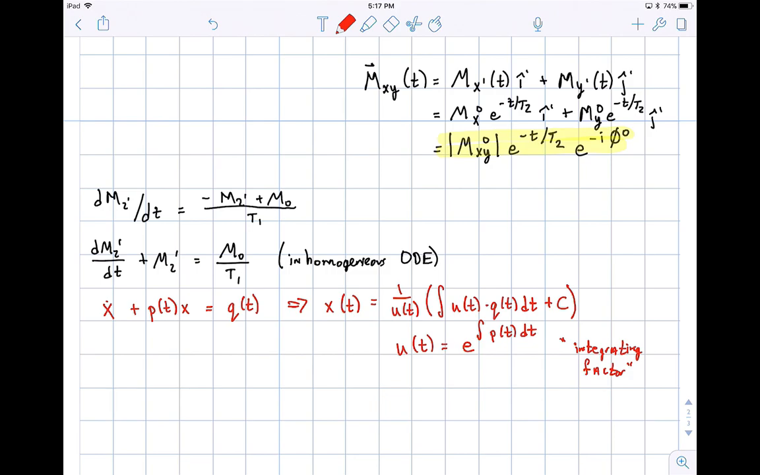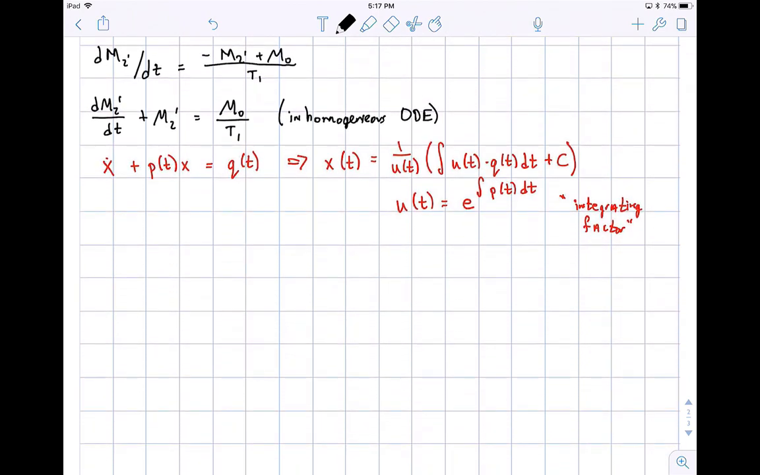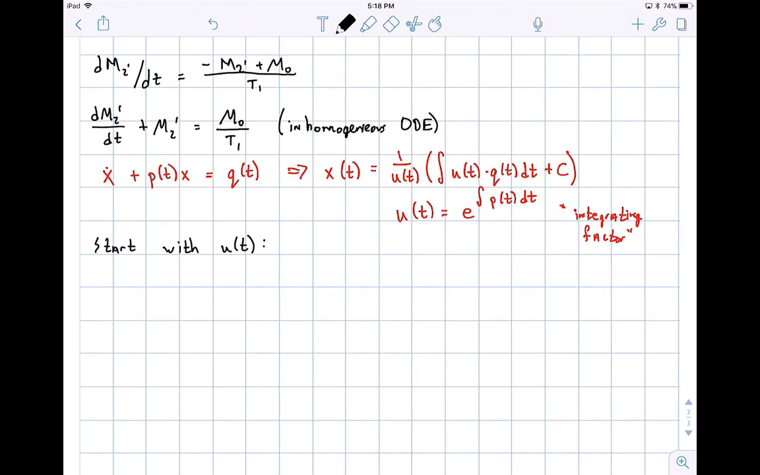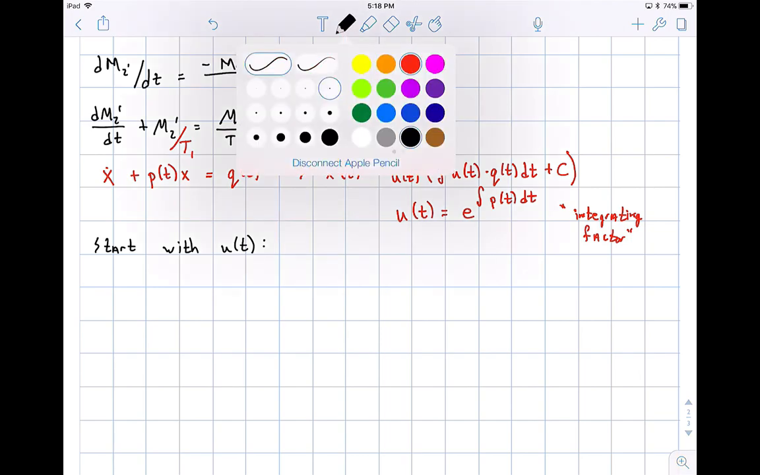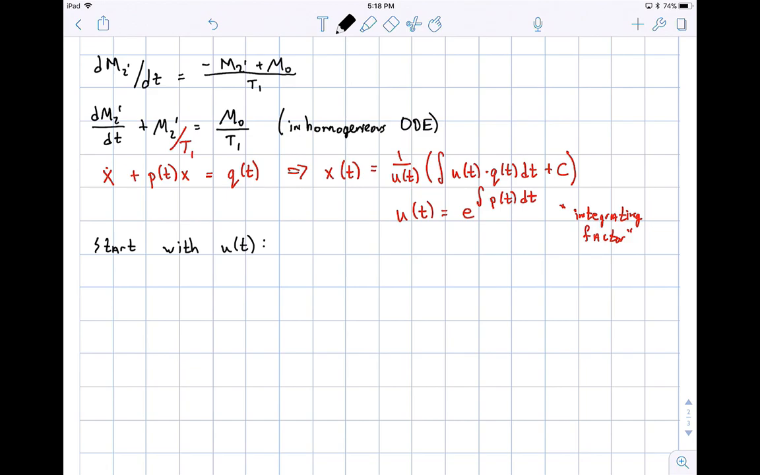Well, let's start with identifying which terms actually line up between the general solution and the one that we care about. So I'll move this up so we're just talking about the problem. So let's go ahead and start with figuring out what's going on with u of t. Okay, so we're just doing sort of a one-to-one mapping of saying, well, what is this p of t function? What's this q of t function? Well, the p of t function is easy. This is just 1 over t1. It's not really a function, it's just a constant.